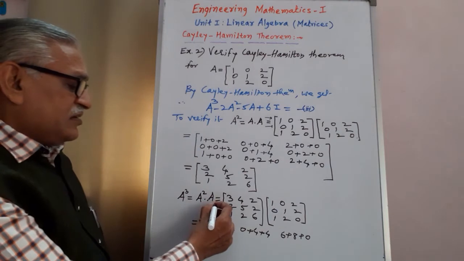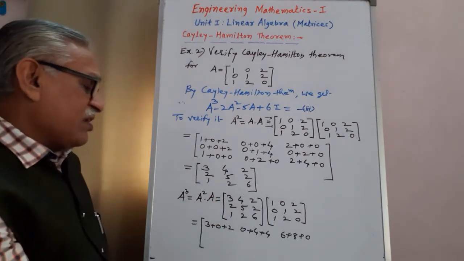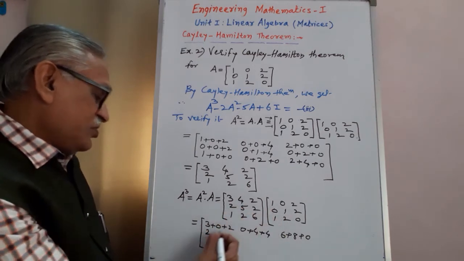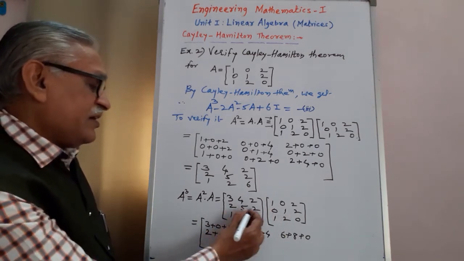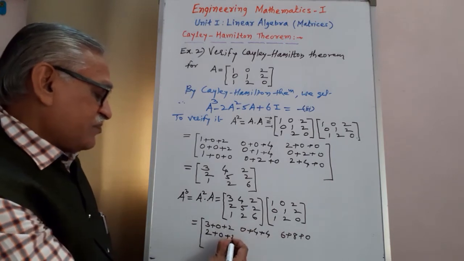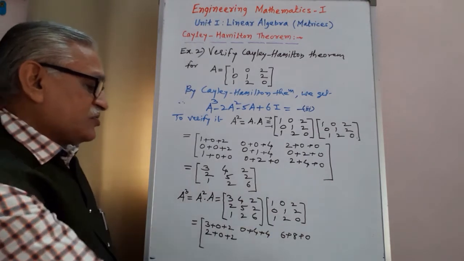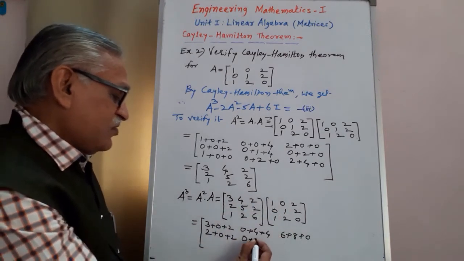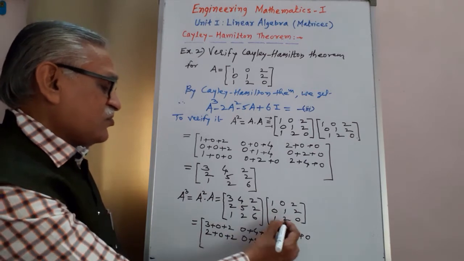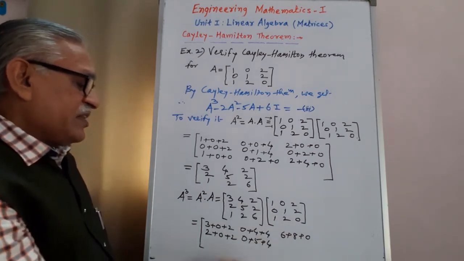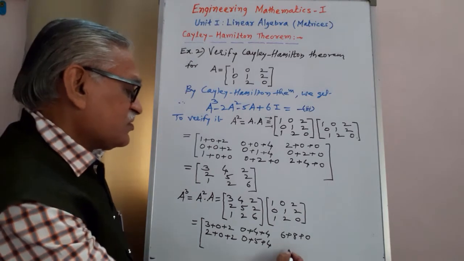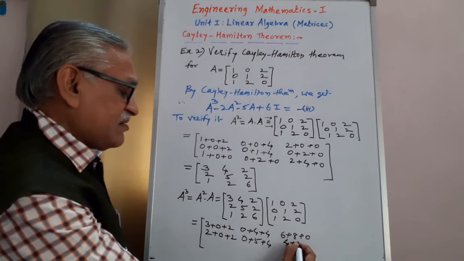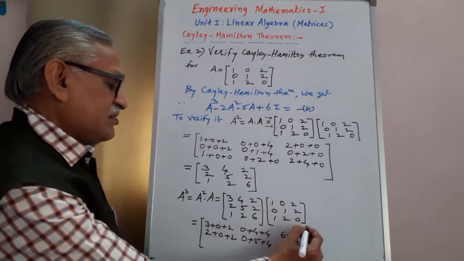Then by the second row to the first column, elements are 2, 0 and 2. Then to the second column, we get 0, 5 ones are 5, and 2 twos are 4. Then by that row to the third column, 2 twos are 4, 5 twos are 10, and 0.